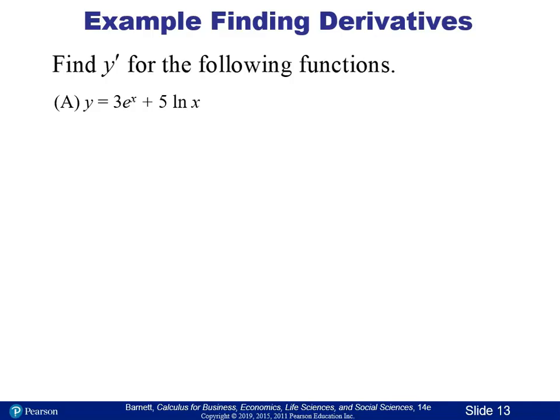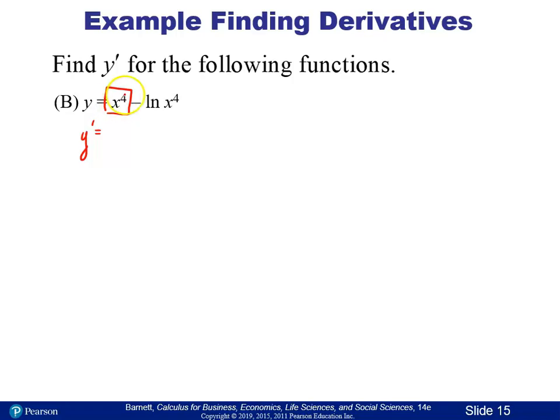Okay, so applying these rules, we want to find the derivative here. We've got this constant out in front, so we're going to do 3 times the derivative of e to the x. Well, the derivative of e to the x, we said, is itself, so it's e to the x. Here we've got a constant multiple, so we're going to have 5 times the derivative of natural log of x, which is 1 over x. There's not a lot of simplifying we can do here.